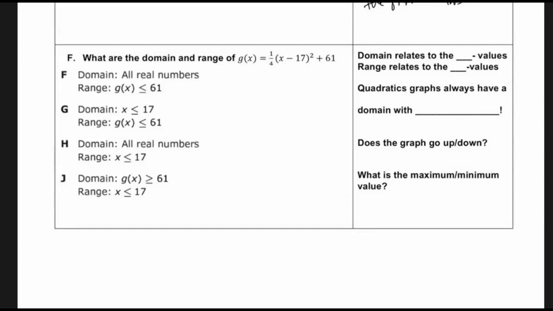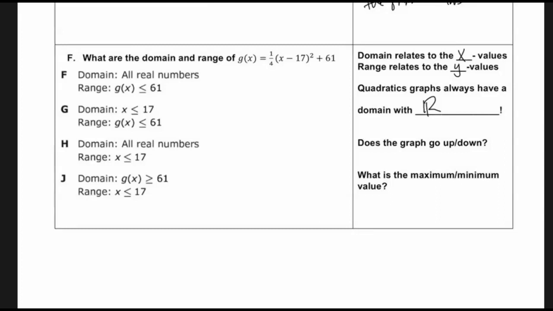So remember that domain relates to x values and range relates to the y values. This one is asking for both. So we're going to be looking at both our x and y values. But something really, really important, unless they draw actual stopping points, quadratic equations will always have a domain of all real numbers, which is represented by that R that has the two lines starting it.